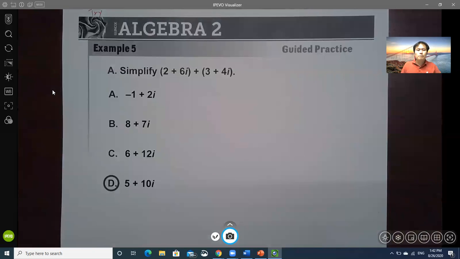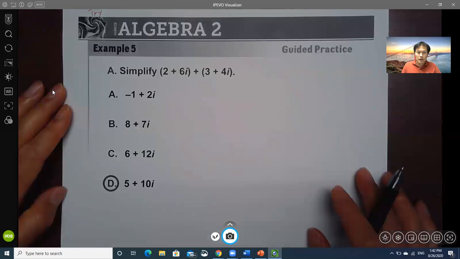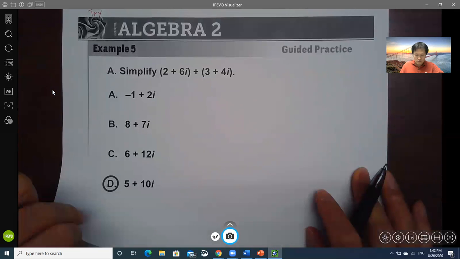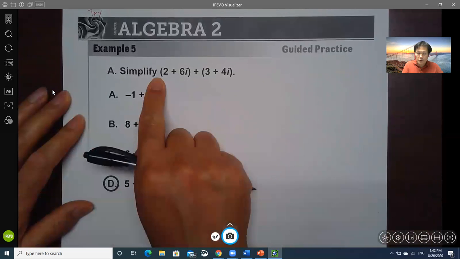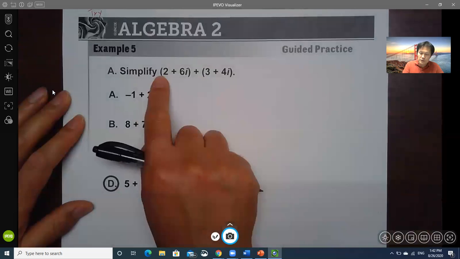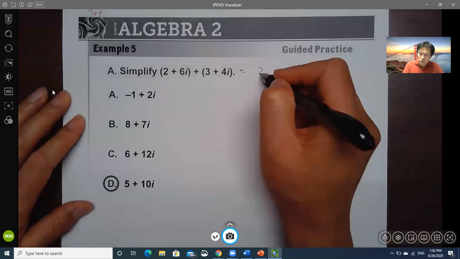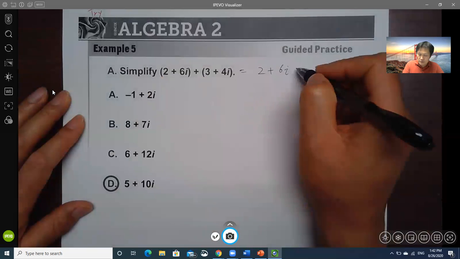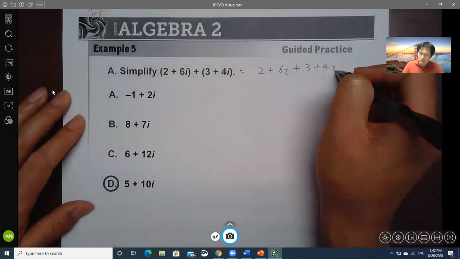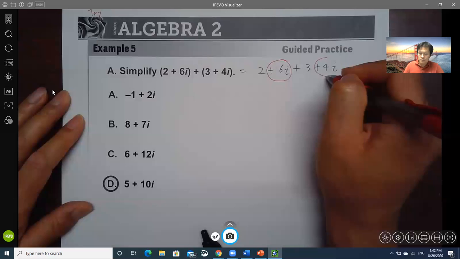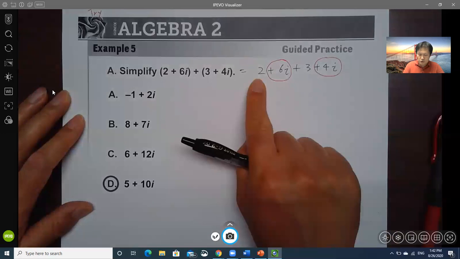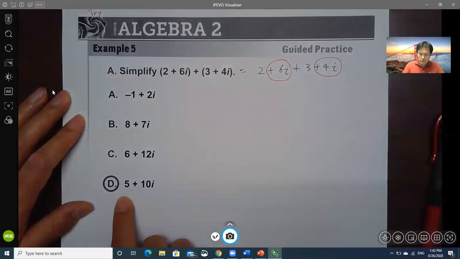Please pause the video, you try. Okay, nothing in front of parentheses, nothing in front of parentheses, so you can rewrite them without parentheses. Yes i, yes i, no i. So 2 plus 3 makes 5. 6 plus 4 makes 10.